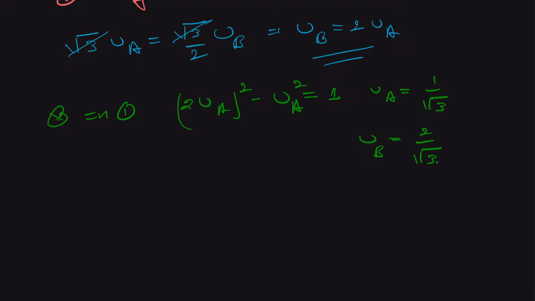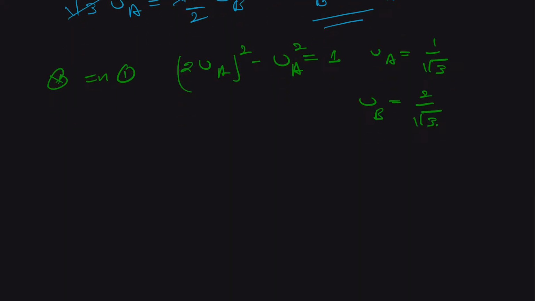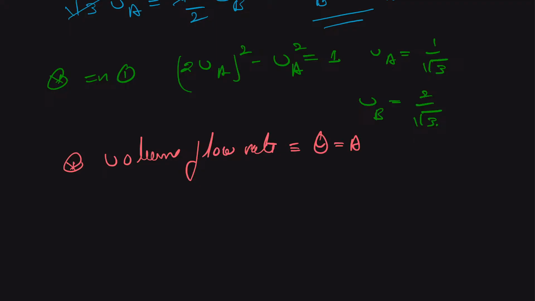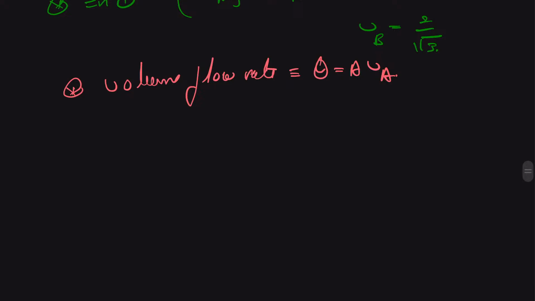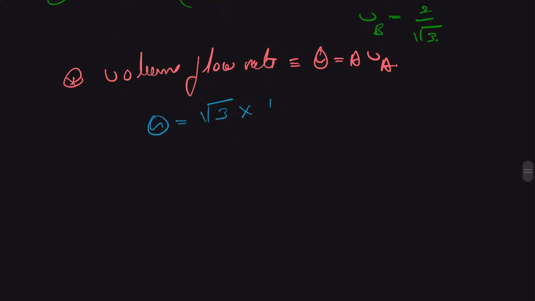Now we can find out the volume flow rate. Volume flow rate, which is our Q, is equal to A times VA. So Q is equal to root 3 times 1 by root 3. It cancels out, so we get 1 meter cube per second. Next question.